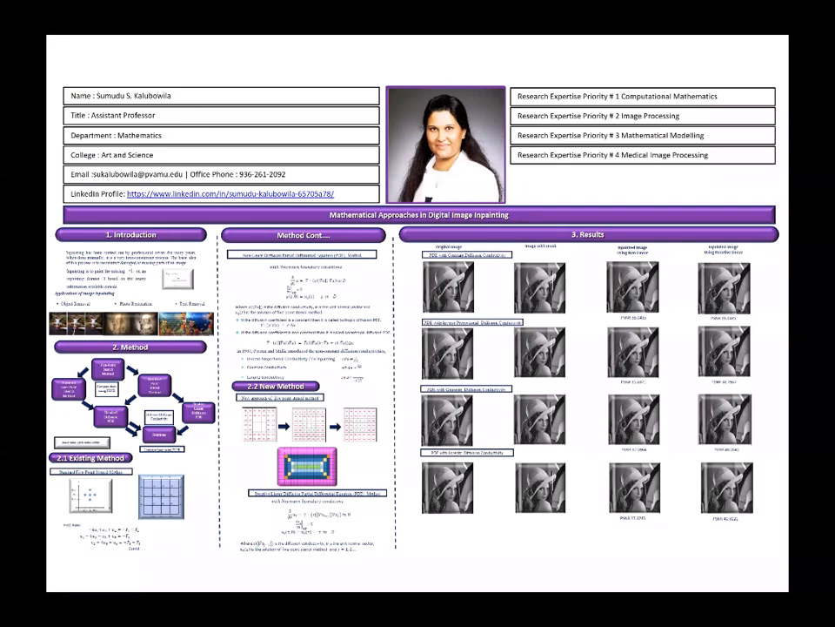Here in my method, I am not filling the entire thing at one time. I am filling layer by layer. And when I am filling layer by layer, I use my new method, which I call the modified five-point stencil method. And also, I am using the linear iterative method.